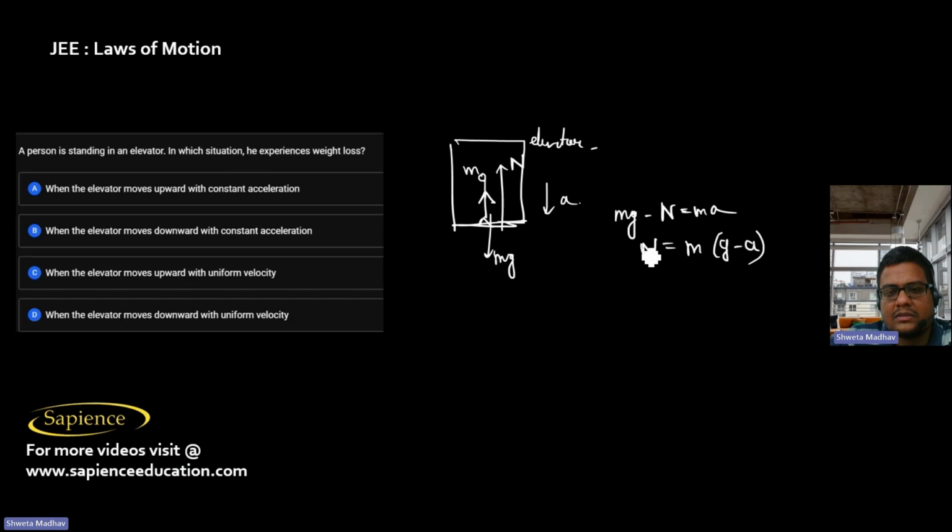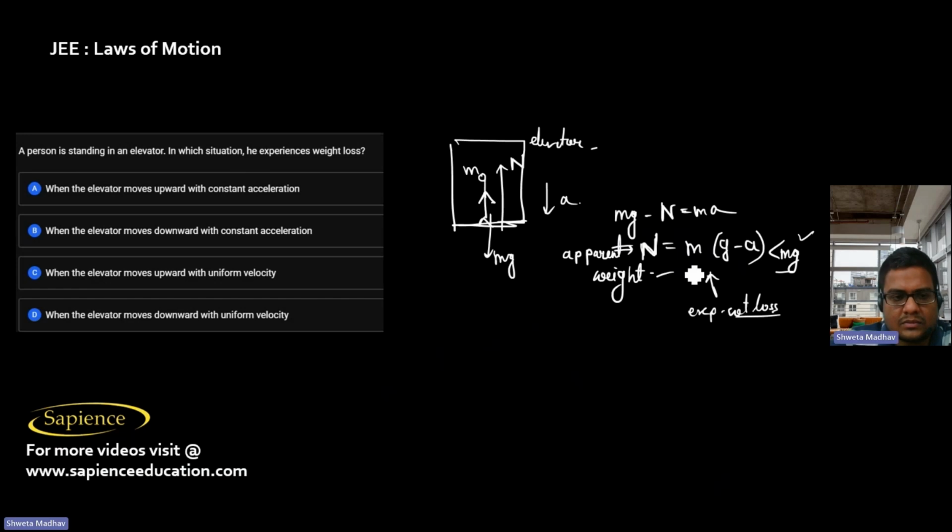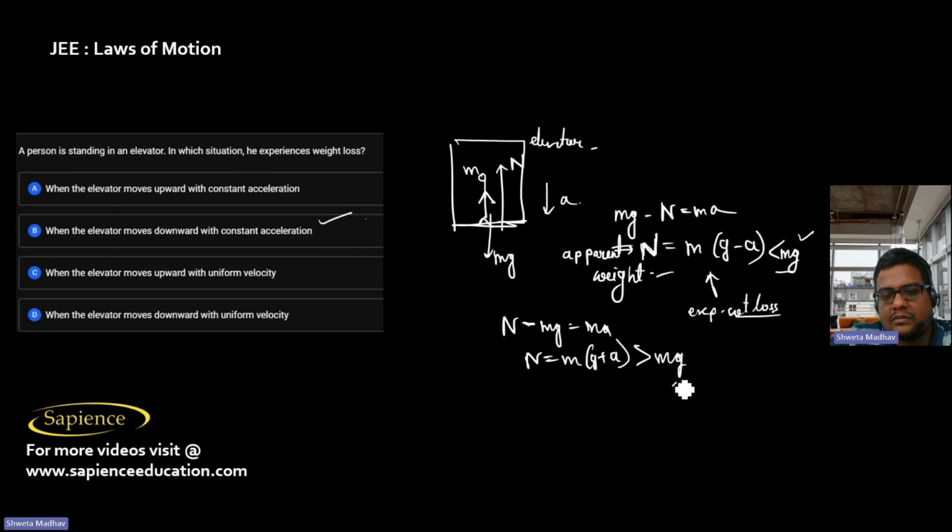So here actually it is the normal reaction which is the apparent weight which he will experience. So the apparent weight is coming less than mg, which is less than his actual weight. So in this case he will experience weight loss. So when the elevator is moving upward with constant acceleration, then we will say N minus mg equal to ma. So here N will come m into g plus a, which will be more than mg. So here he will experience some weight gain.